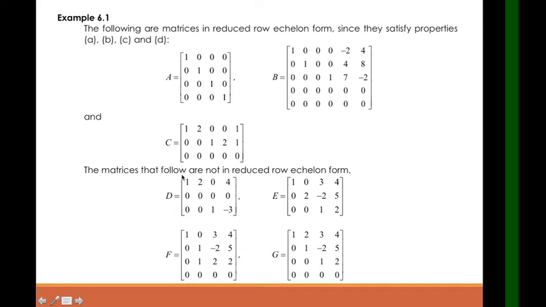But the matrices that follow are not in reduced row echelon form. For letter D, it is not a reduced row echelon form. There is a 0 at the middle. And then letter E, it is also not a reduced row echelon form because there is the number 2 here. Okay. For letter F, this is not reduced row echelon form because there is a 1 here. 1's supposed to be here. Okay. And G is also not a reduced row echelon form.